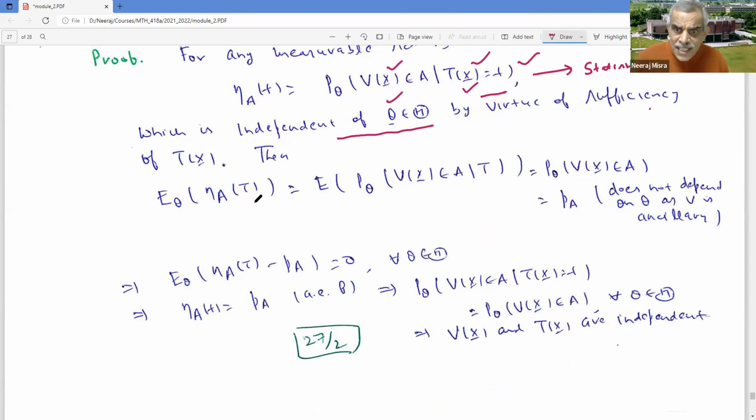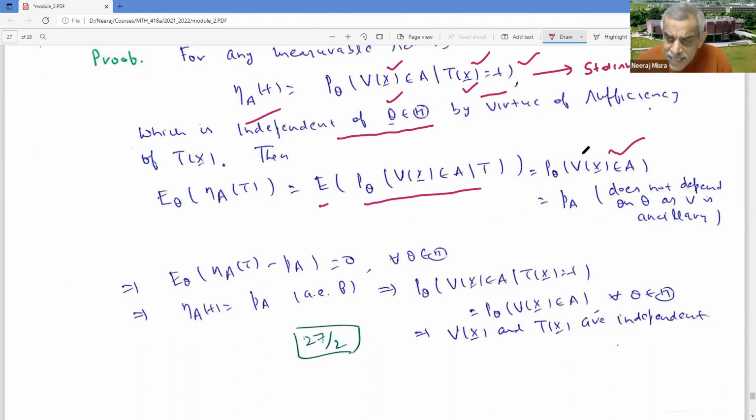I look at what is the expected value of eta_A(T). The expected value of eta is the same as the expected value of the probability of V(X) belonging to A given T. So it is a kind of expectation of a conditional probability, and you know that probability is an expectation of an indicator function. So it is the expected value of a conditional expectation, and you know that the expected value of a conditional expectation is the expectation only. So this is the same as the probability that V(X) belongs to A.